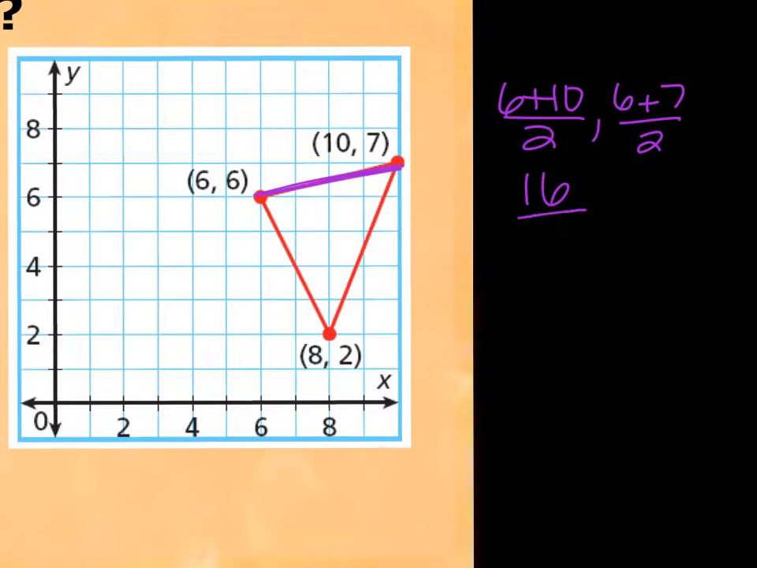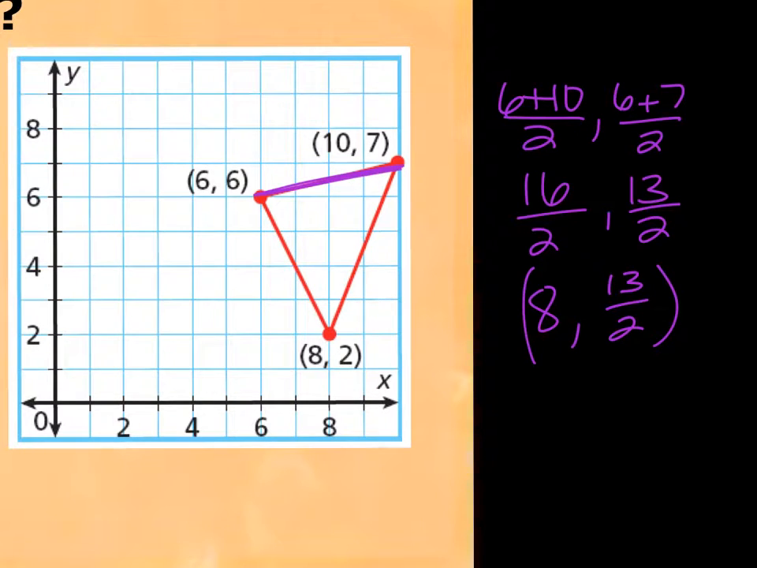So this would be 16 over 2, which is 8. This would be 13 over 2. Oh, we picked a yucky one. Midpoint formula? Chapter 1. Yep. You just add them and divide by 2. Remember, things in geometry never go away.